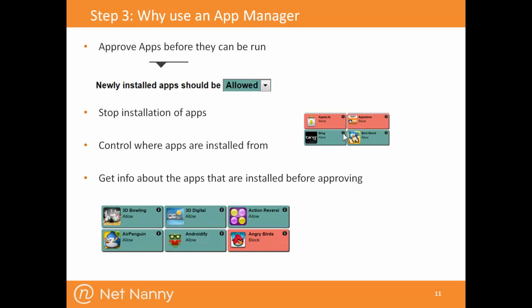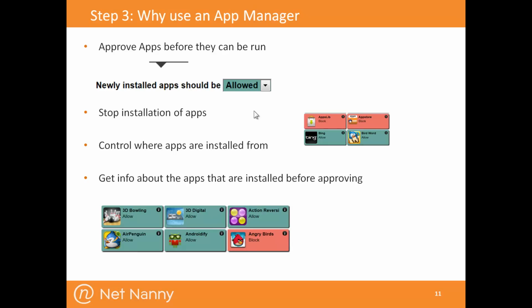You can see the review of the app. You can also get information about what the app will do that we spoke about earlier, what it has access to, and then if you want to allow it, you change it to green and it will run. So it's very easy to use and it's a great feature.